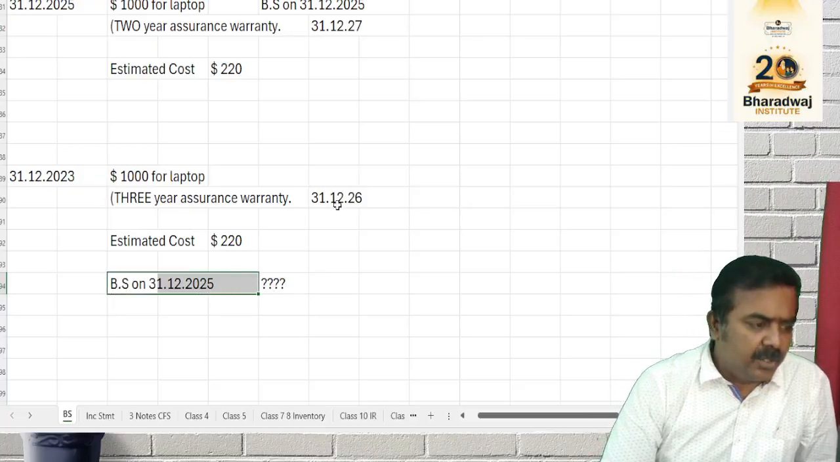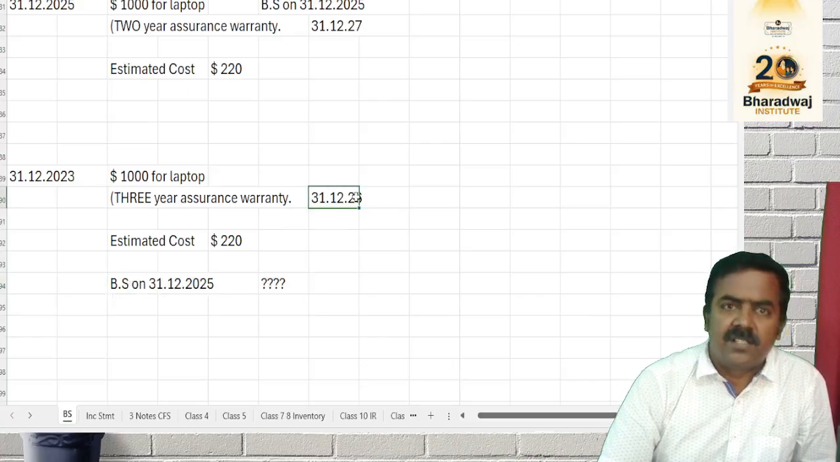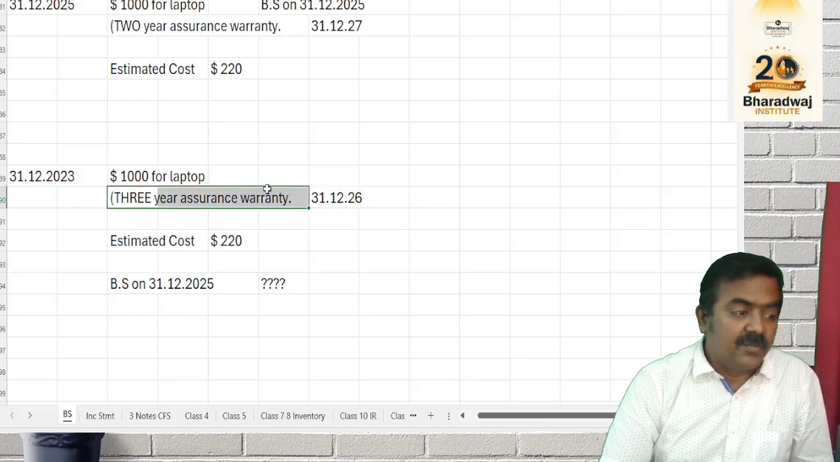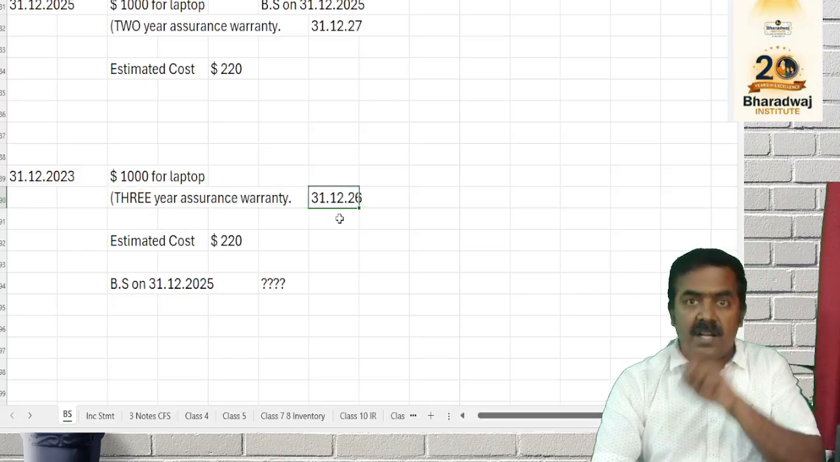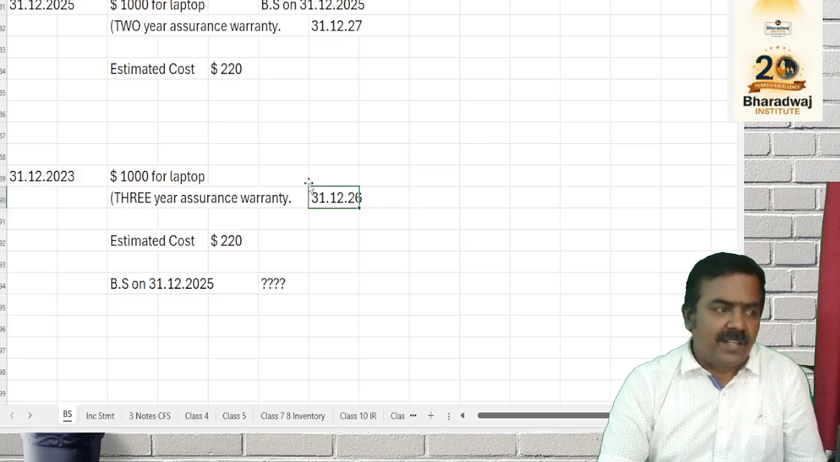From the balance sheet date to the end date of the assurance type warranty, it is less than 1 year, or within 1 year. It will be called a current liability. Though it is given for 3 years, we have to see the balance sheet date to the warranty expiry date.